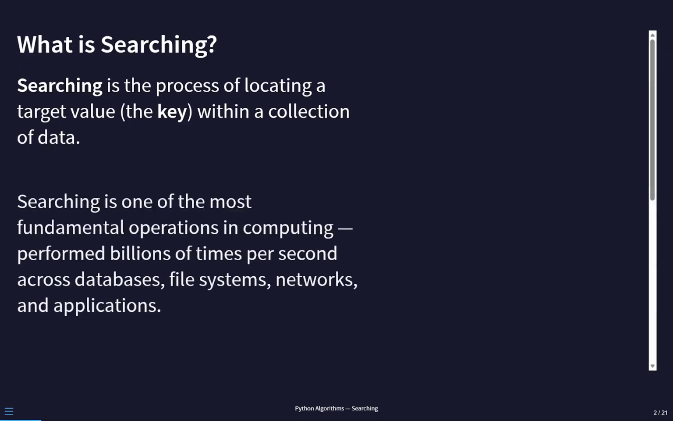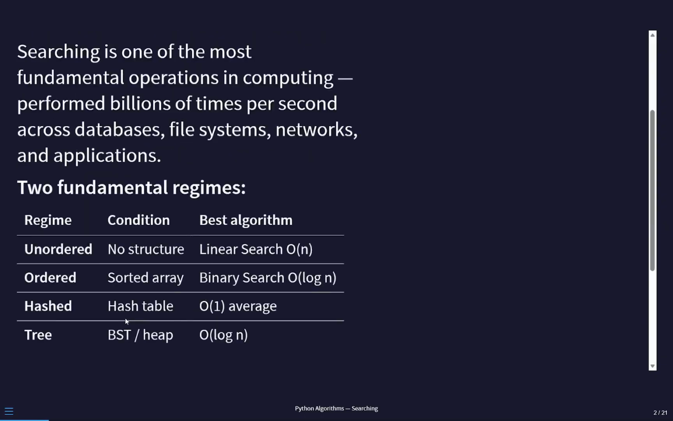The landscape splits into four broad regimes. Unordered data with no pre-processing: linear search, O(n). Sorted arrays: binary search, O(log n). Hash tables, O(1) average. Tree structures like BSTs and heaps, O(log n). The regime you're in determines which algorithm is even applicable.